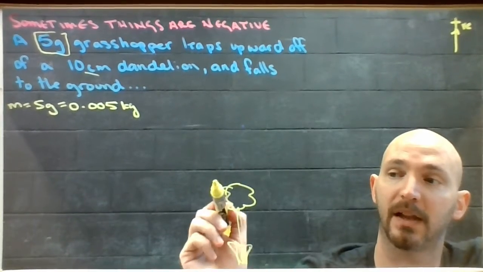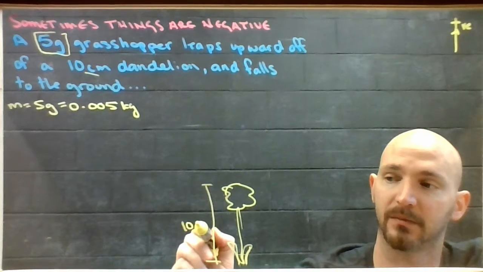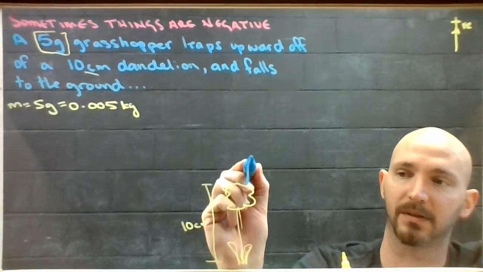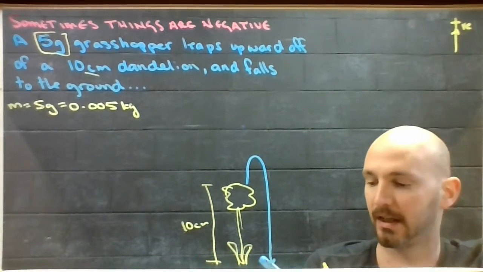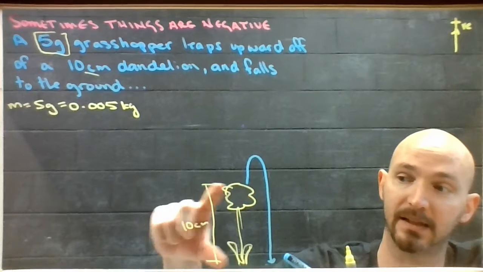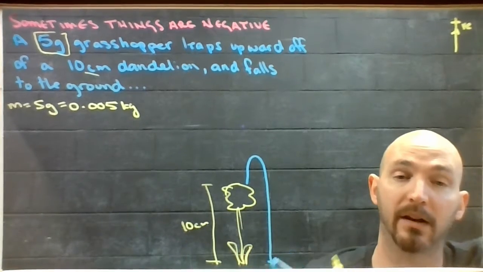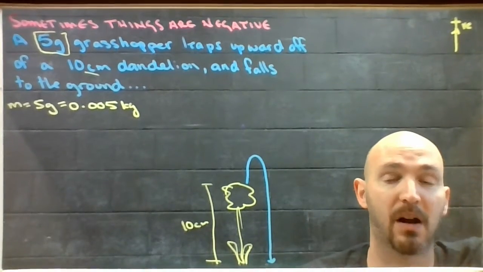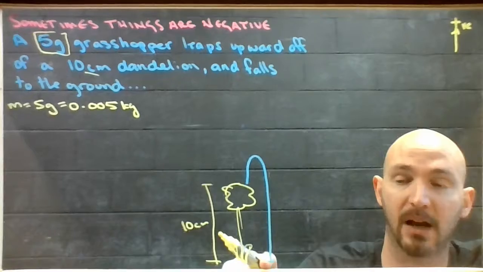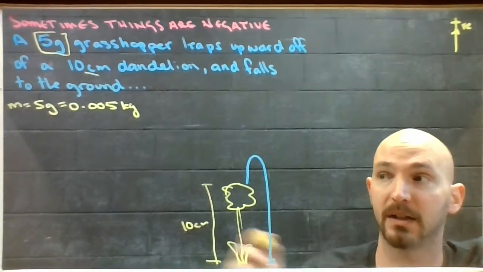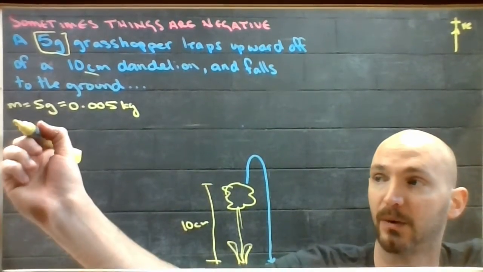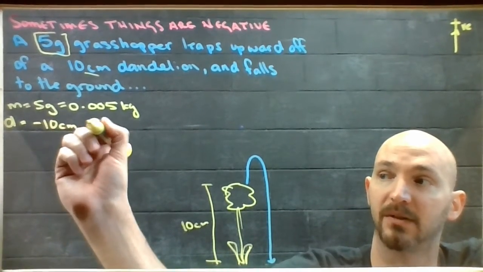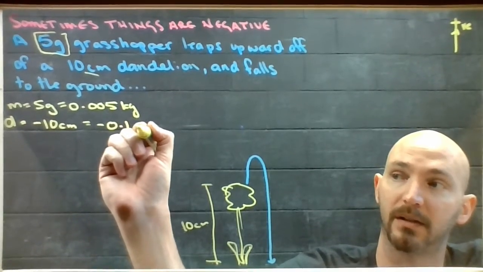If the flower is 10 centimeters and this grasshopper makes a mighty leap upwards and then lands on the ground later, the net distance it's traveled is 10 centimeters below where it started. So since I've decided that upward distances are positive, if this grasshopper is now 10 centimeters lower than where it started, I need to use a negative. So the distance at the end is going to be negative 10 centimeters, which is negative 0.1 meters.